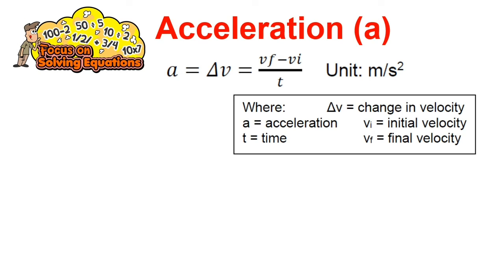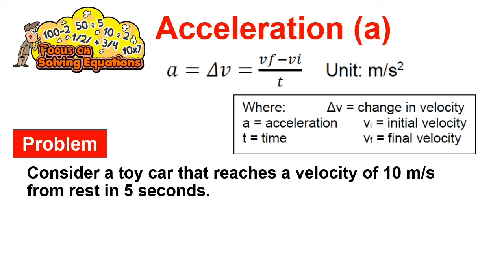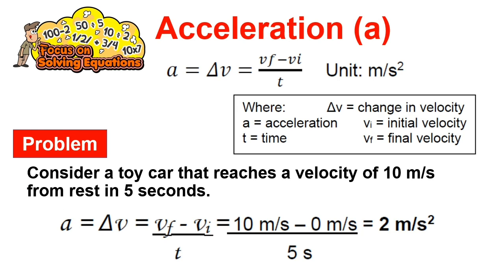Let's refer to the example on page 11 of Module 1. A toy car reaches a velocity of 10 meters per second from rest in 5 seconds. To solve for acceleration, the final velocity 10 meters per second minus initial velocity 0 meters per second, then divide by 5 seconds. The acceleration of the toy is 2 meters per second squared.